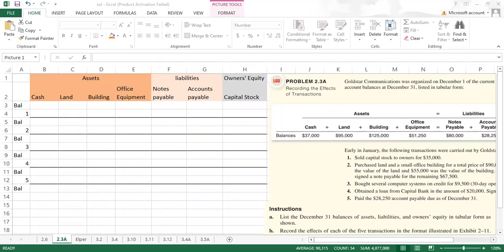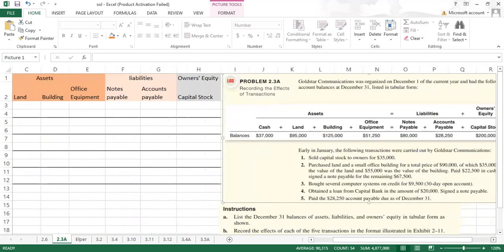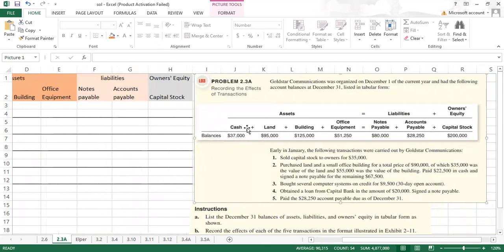Okay, so now this is another question, problem 2.3a. In this question, we're supposed to calculate the balances. They have given us the opening balances for assets, liability, and owner's equity, and information about the sub accounts in assets. So we have cash, land, building, and office equipment. We have two types of liabilities, notes payable and accounts payable. And in owner's equity, we just have capital stock.